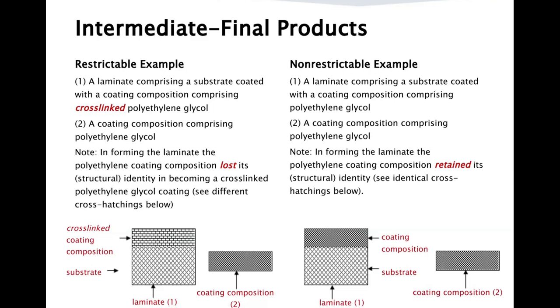Further, the coating composition is useful outside of the laminate, and the laminate and coating composition are not obvious variants. In the non-restrictable example, the laminate and coating composition, as claimed, do not have a mutually exclusive characteristic.